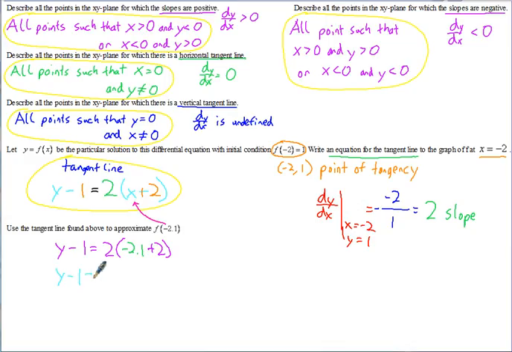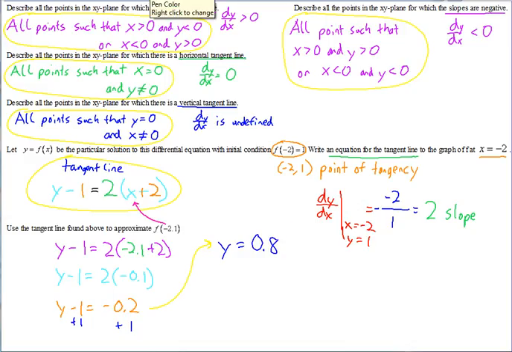So we have y minus 1 equals 2 times -2.1 plus 2, which is -0.1. Multiply those together, gives you y minus 1 equals -0.2. And then add the 1. y equals 1 minus 0.2. So that's what f of negative 2.1 implies. That's the actual point of the tangent, which is close to where the function's at. So f of negative 2.1 is approximately equal to 0.8.